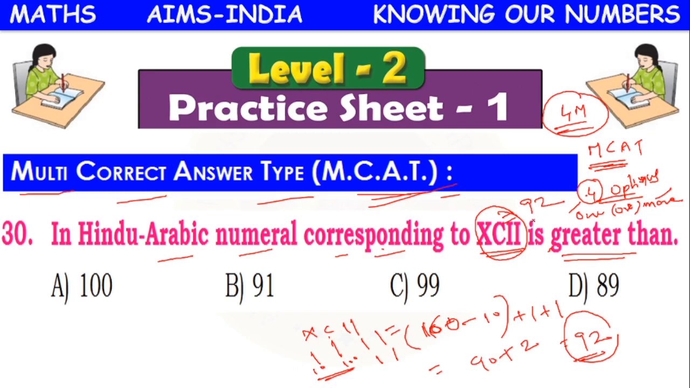But what they are asking is, 92 is greater than what? Option A, 100, wrong. Greater than 91, correct. Greater than 99, wrong. Greater than 89, correct. So the correct options are B and D. If you bubble both B and D, you will get 4 marks.